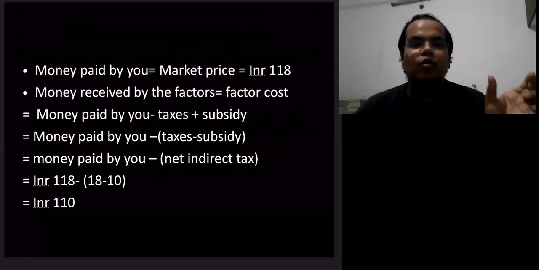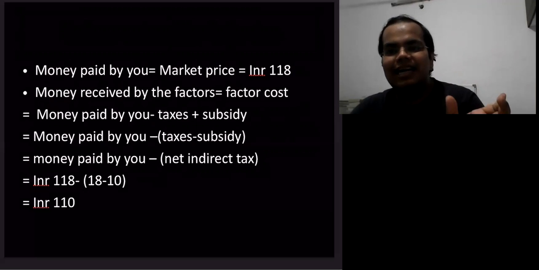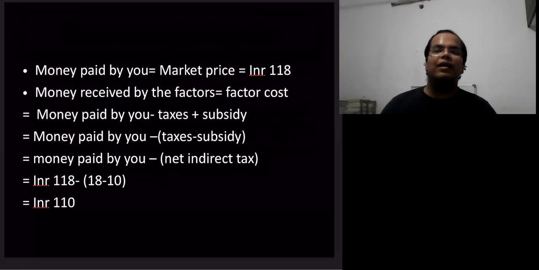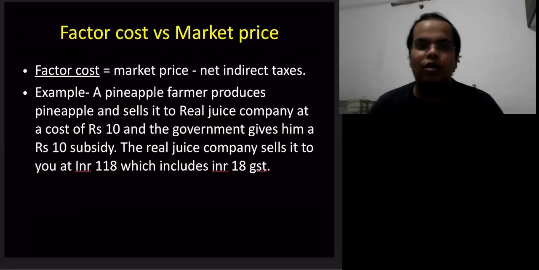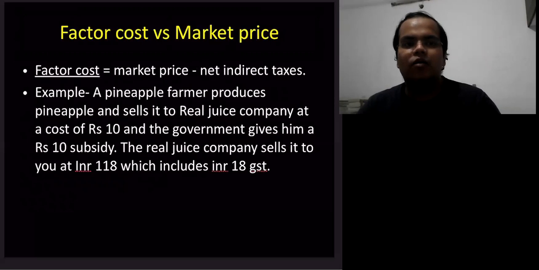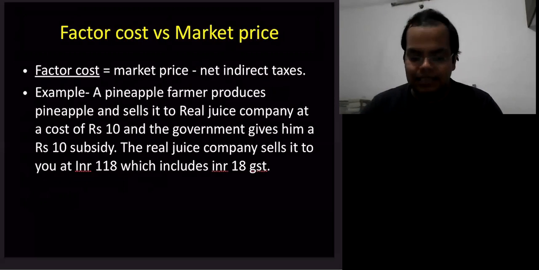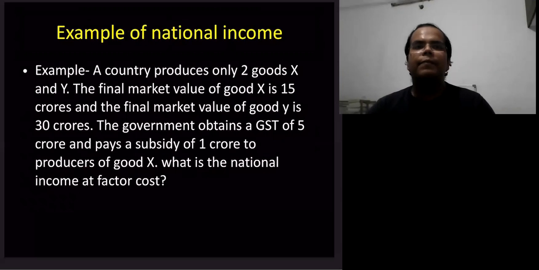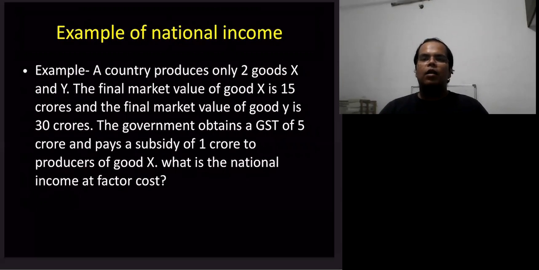So money paid by you, that is the market price, minus net indirect taxes, is going to give us the factor cost. And this formula has been noted in the previous slide. Factor cost is equal to market price minus net indirect taxes. All right. Now let's have an example of how exactly national income is measured.